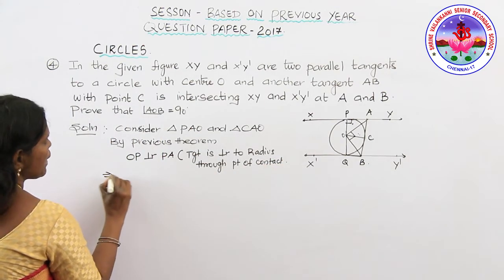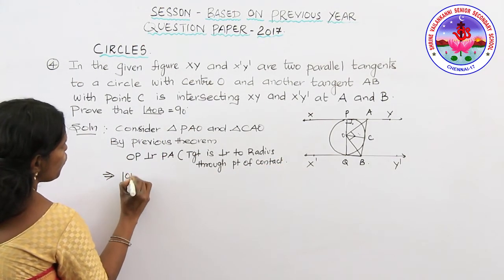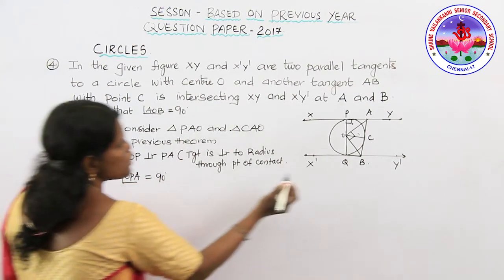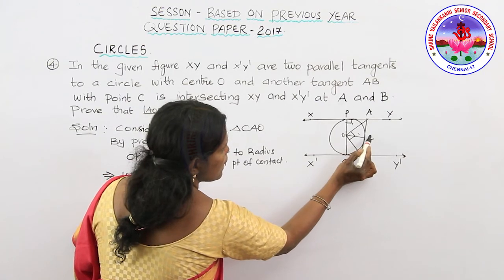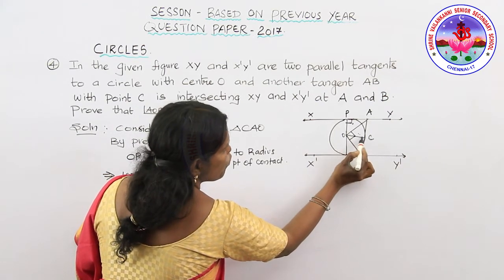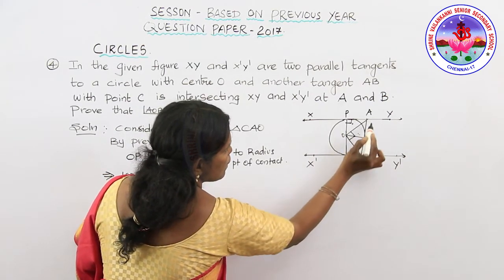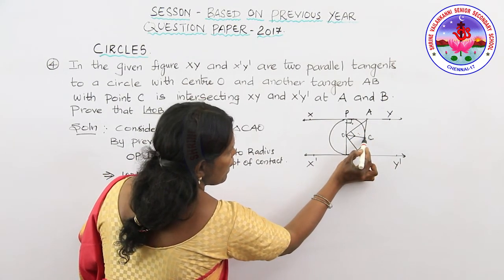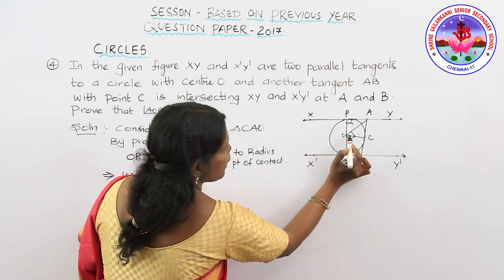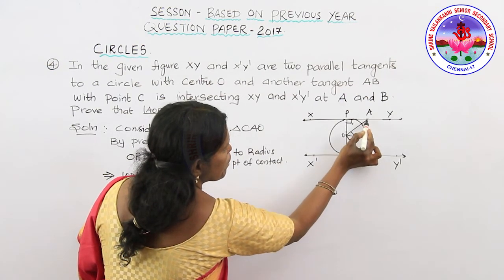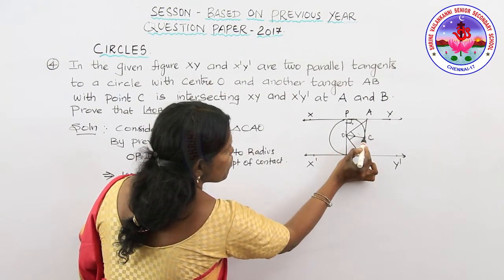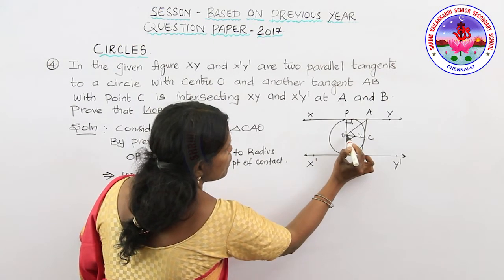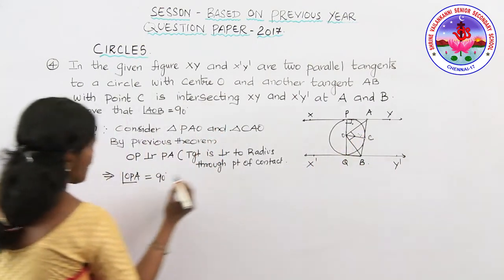So I can say angle OPA is equal to 90 degrees. Also, if I take this C as the point of contact, where OC is the radius of the circle, and we know that AB is a tangent touching the circle at the point of contact C, I can say that the radius is perpendicular to the tangent through the point of contact C. So angle OCA will also be 90 degrees. I am writing OCA as 90 degrees.